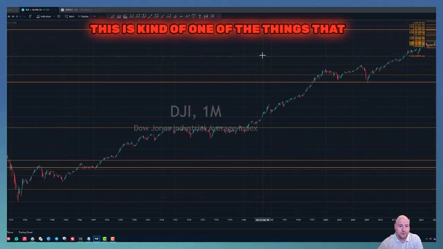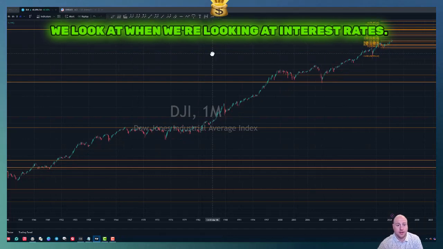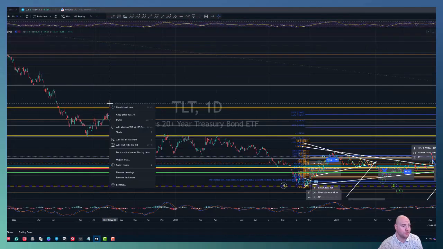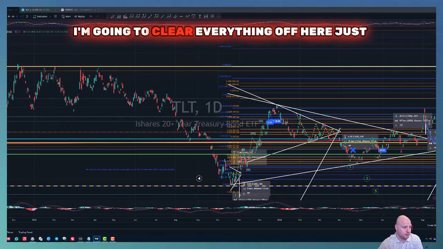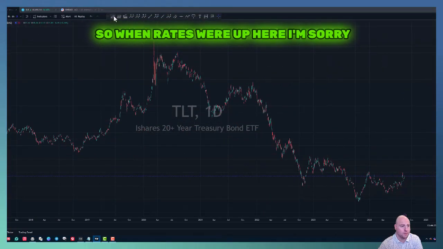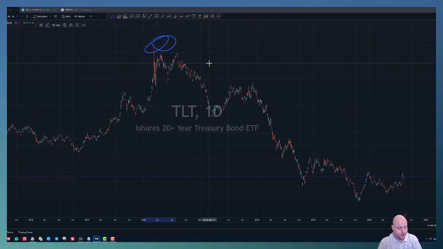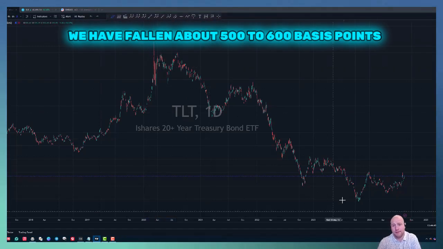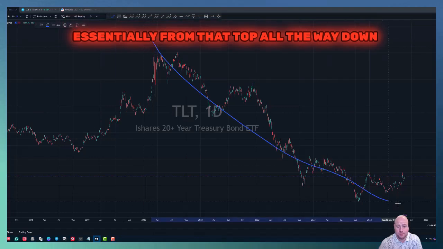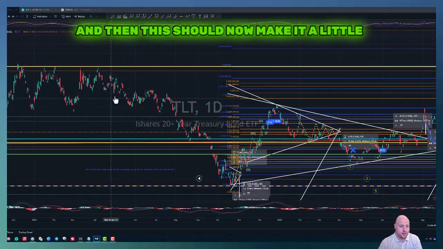But nonetheless, this is one of the tools that we look at when we're looking at interest rates. So if we jump back to the, that's unemployment, sorry. If we jump back to the interest rates, I'm going to clear everything off here just for a quick second. So when rates were up here, I'm sorry, the Treasury bond was up here, this is when rates were at 2 and 3%. We have fallen about 500 to 600 basis points in a downward motion, essentially from that top all the way down to here. So I'm putting everything back on here for a second, and then this should now make a little bit more sense.